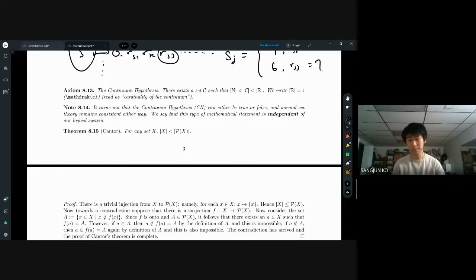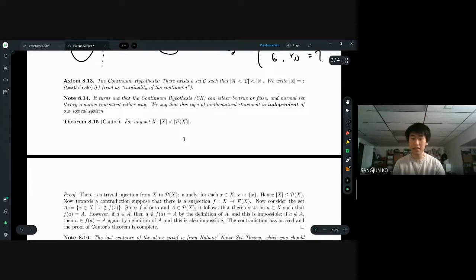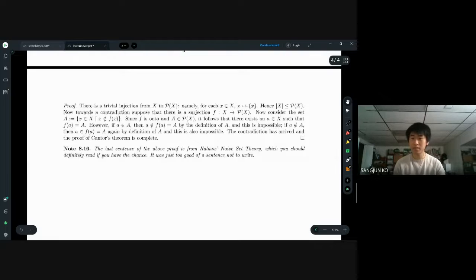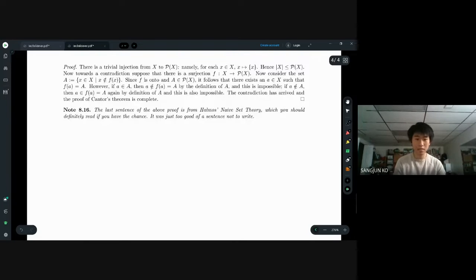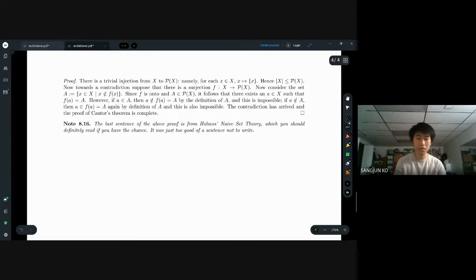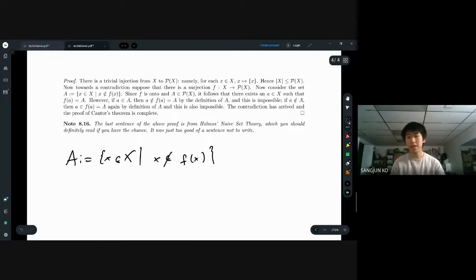Now, towards a contradiction, suppose there is a surjection f from X to the power set of X. Now consider the set A. I'm going to write this down. A is defined as the set of x in X such that x is not in f(x). Remember, f goes from X to the power set of X.